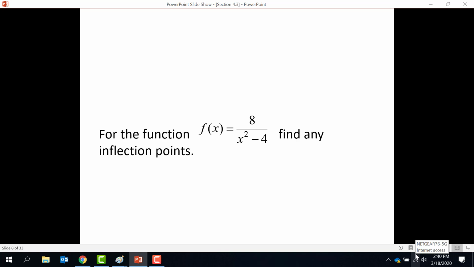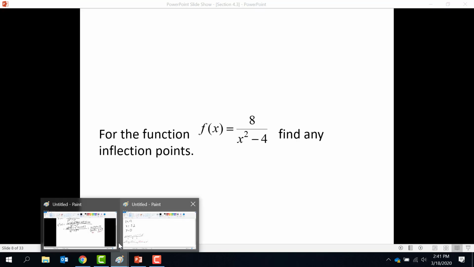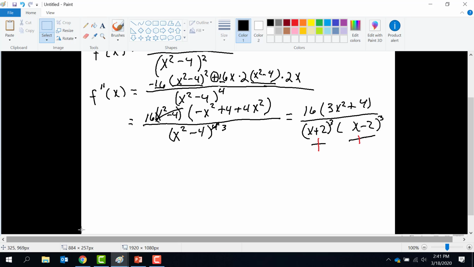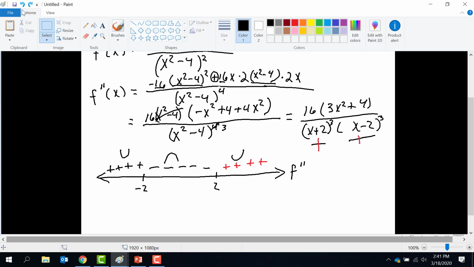So this says for the function, find any inflection points. But again, if we go back and look at the sign chart, and there's my sign chart. If we go back and look at the sign chart, the only place where this graph changes concavity is at -2 and 2. And those points, there is no point at -2 or +2. Those points are not in the domain of my function. So there aren't any inflection points.